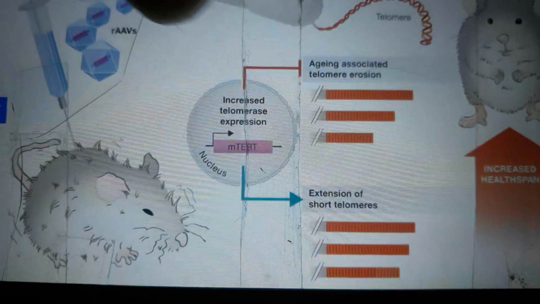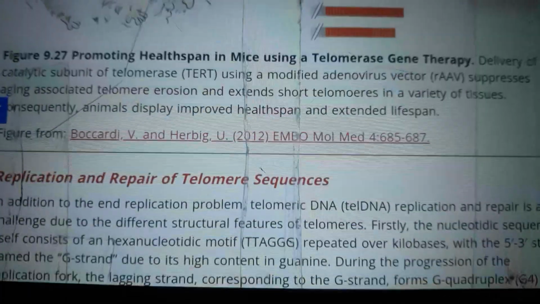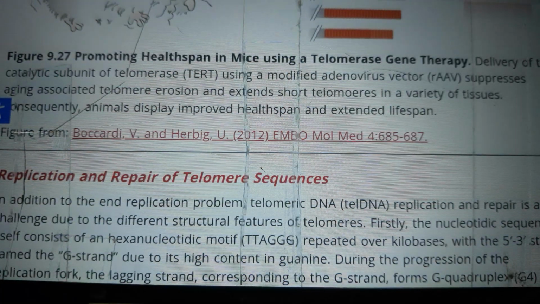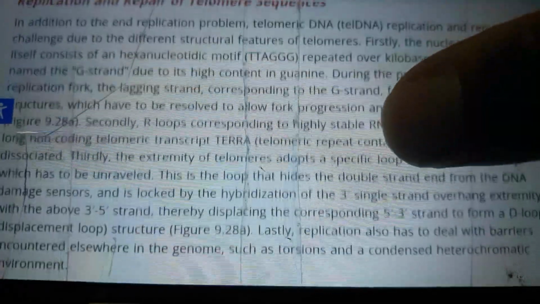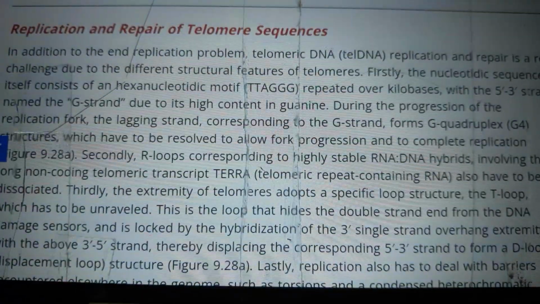This is a diagram of that. Please take screenshots. Promoting health span in mice using telomerase gene therapy. Delivery of the catalytic subunit of telomerase, TERT, using an adeno-associated virus vector, rAAV, suppresses aging-associated telomere erosion and extends short telomeres in a variety of tissues. Consequently, animals display improved health span and extended lifespan. Next is the replication and repair of telomere sequences, right?